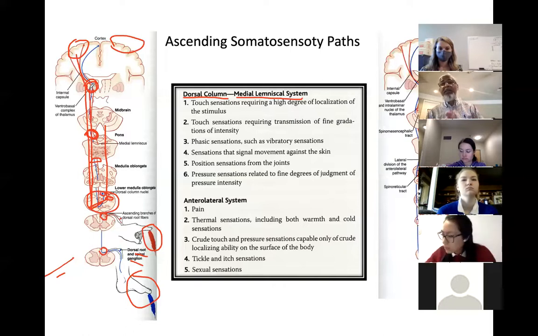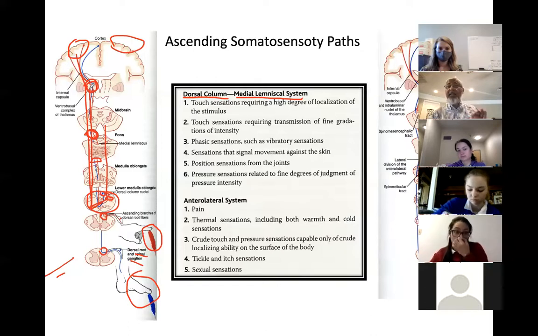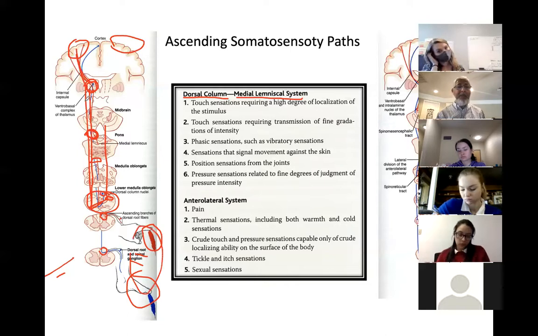In the thalamus, the second order neuron also ends. Okay, and where do they end? In short, we call it VPL, ventral posterolateral. They end in the ventral posterolateral nucleus of the thalamus, and then the third order neuron begins from here, and then they go to this side. So fine touch of this side ends up in the brain of this side.